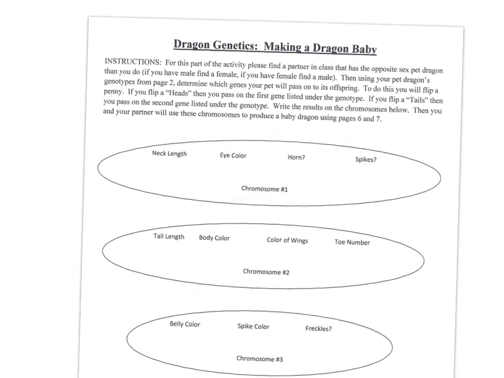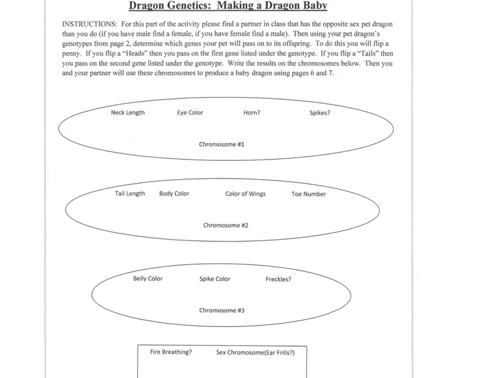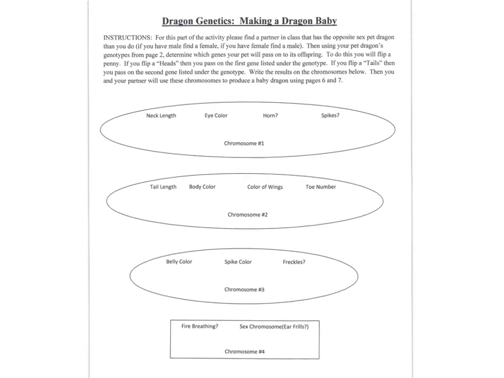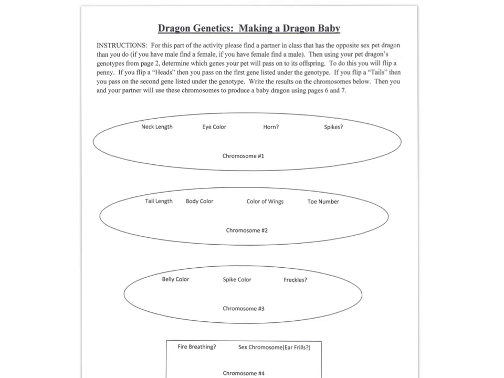All right, so making the baby dragon. Now you have to make some decisions, right? Let's go ahead and read this together. So for this part of the activity, find a partner in your class. Again, you should have already set that up, your partnership, if you're going to have a partner. If you want to do it on your own, you can, but you're going to have to do that first part again. All right, with the opposite sex, right?